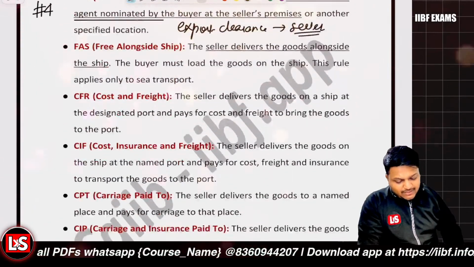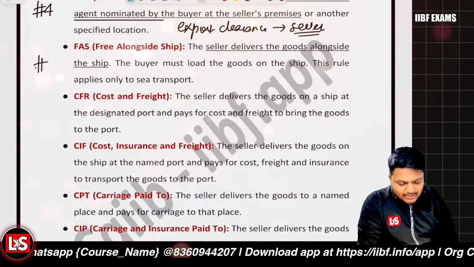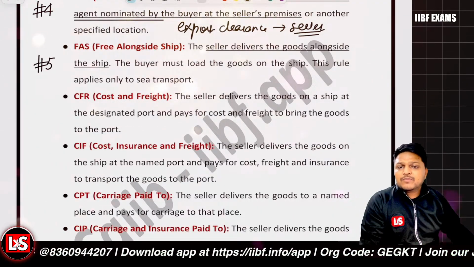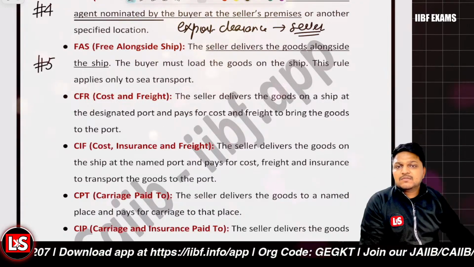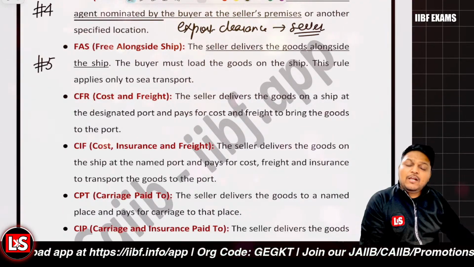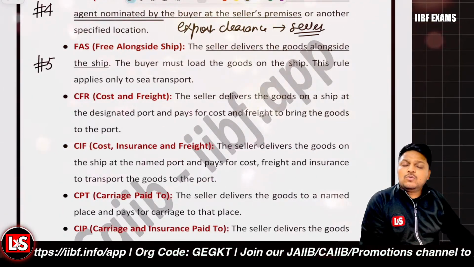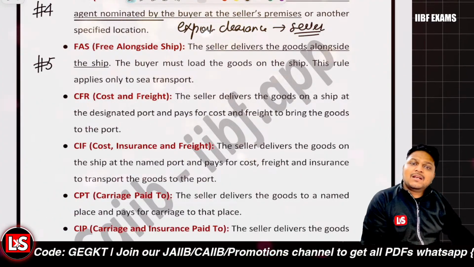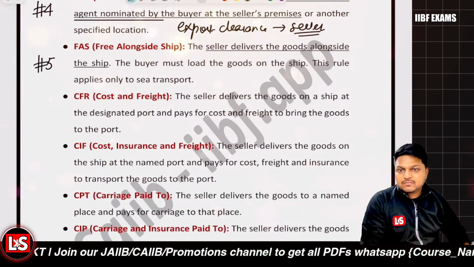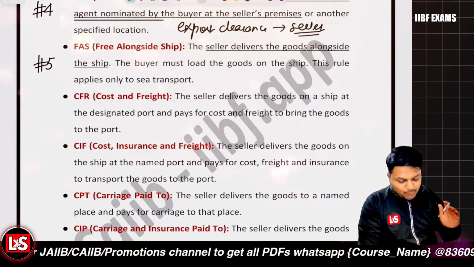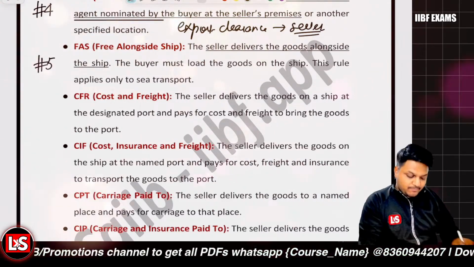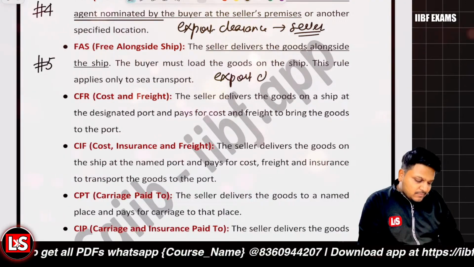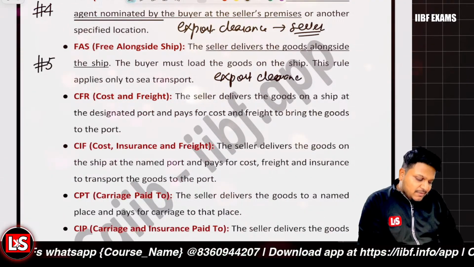The fifth one is free alongside ship. As the name suggests, in case of FAS, the seller places the goods alongside the vessel and does not load the goods on board. When the goods are alongside the ship, the risk is transferred. Export clearance is to be done by the seller.